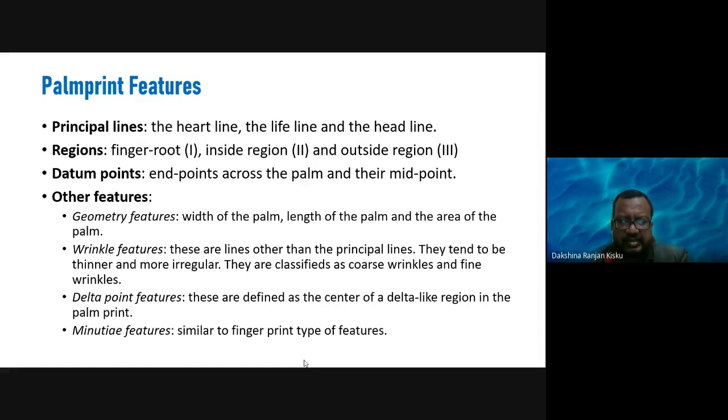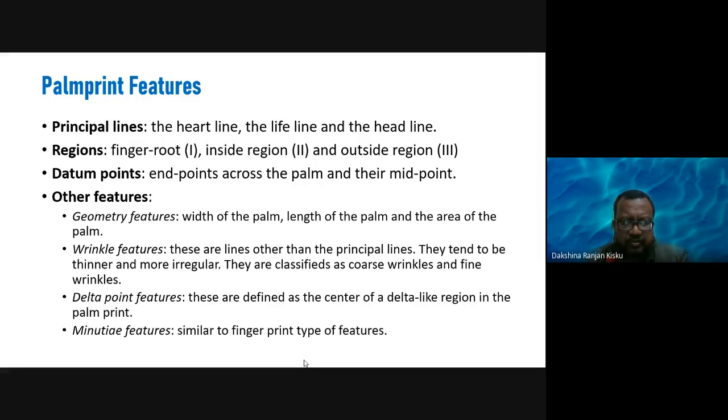Okay, wrinkle creases. So wrinkle features are thinner and more irregular. They are classified as coarse wrinkles and fine wrinkles. Now we can have the delta point features. These are defined as the center of a delta-like region in the palm print. We can have minutiae features similar to fingerprint types of features. So these minutiae features are observed only in high resolution palm print images.